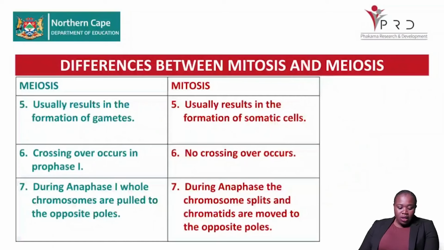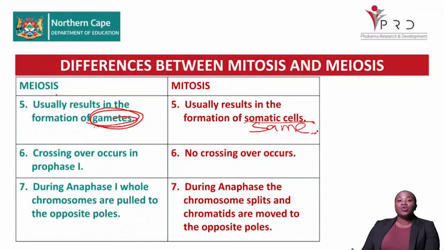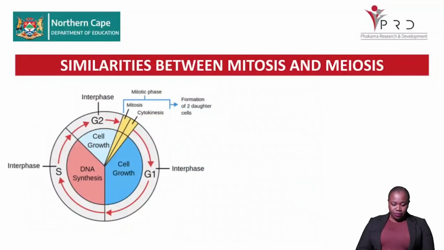And then the next one, this usually results in gametes, formation of gametes in meiosis, whereas in mitosis we form somatic cells. Remember, the somatic cells have to be the same, so that if you take any genetic material from a human body or the body of an organism, you will find that the material is the same because they were formed by mitosis. Crossing over occurs in prophase 1, whereas crossing over does not occur during mitosis. And lastly, during anaphase, whole chromosomes are pulled to the opposite poles, whereas the chromatids are being pulled to the opposite poles during mitosis. Okay.